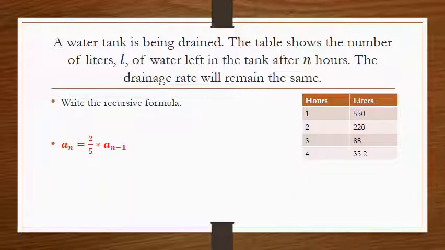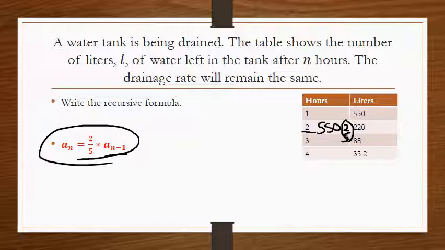All right, so write the recursive formula. So the recursive formula is where you use the one before. So if you're trying to write, let's say, the second term, then you would take 550 and multiply it by 2/5 to get the next one. So it's going to be the number before, a sub n minus 1, times 2/5. Okay? So it's going to be the one before multiplied by 2/5. So that is your recursive formula.